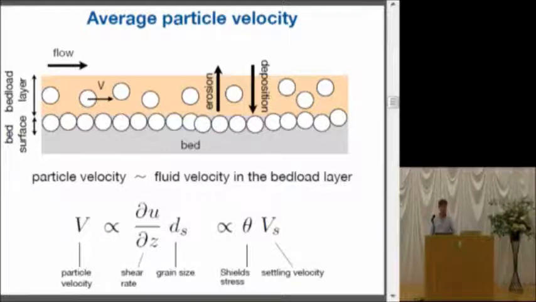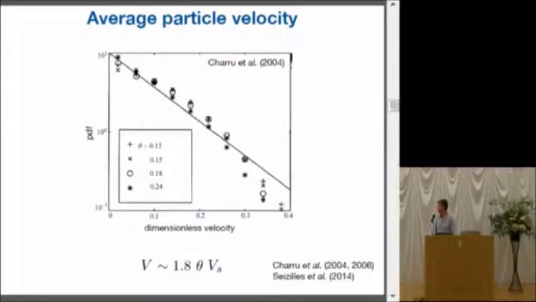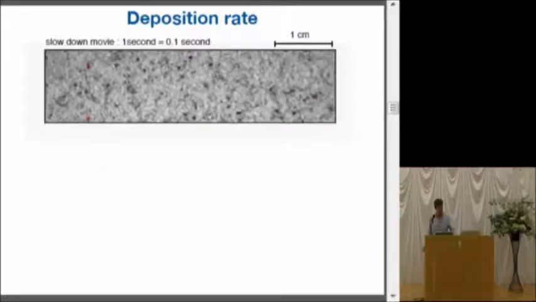And this is a prediction that can be checked. So here is a figure that I extracted from the paper by François Charru. You're looking at the probability distribution function of the particle velocities. The different symbols correspond to different experiments performed with different values of the Shields stress. But the important point is that from those PDFs, you can compute the average particle velocity, and you identify that it scales as the Shields stress times the settling velocity.